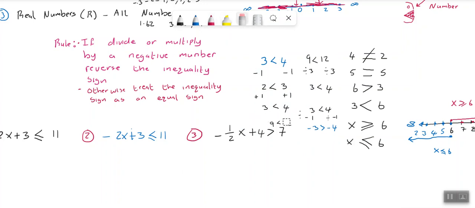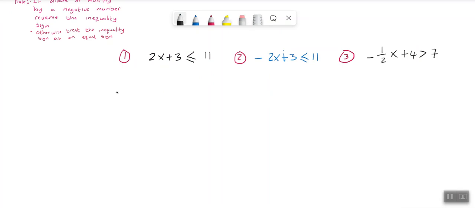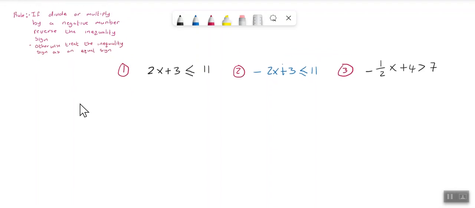So let me just rub this out. We'll look at some examples of this, but this is the rule here that it's very important that you remember. So let's look at some examples of this in action. Again, I've just put the rule up here so you can see it. And let me just pull this down a little bit.